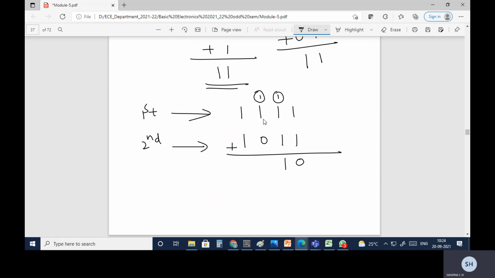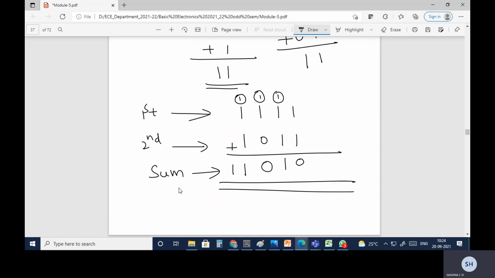1 plus 1 is 10. 10 plus 0 is 10 again. So the carry I'll write here and the sum here. Then 1 plus 1 is 10, and 10 plus 1 is 11. So this is the sum of the two given binary numbers. This is how we add two binary numbers.